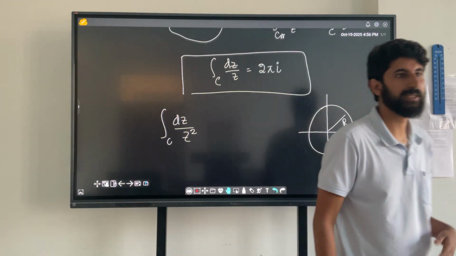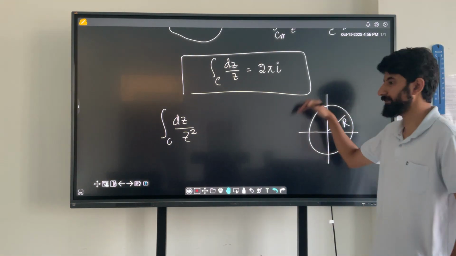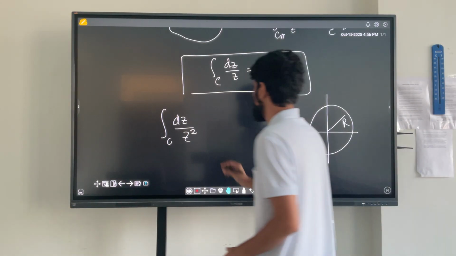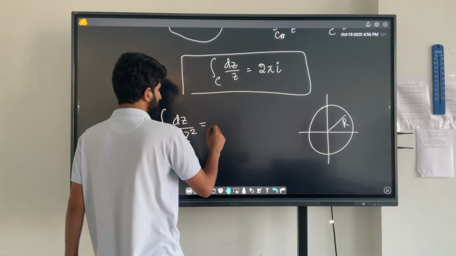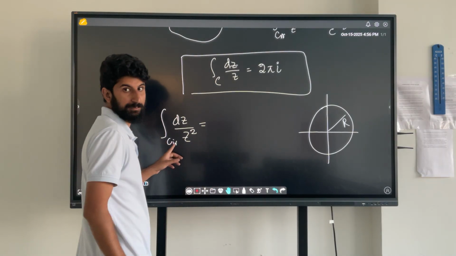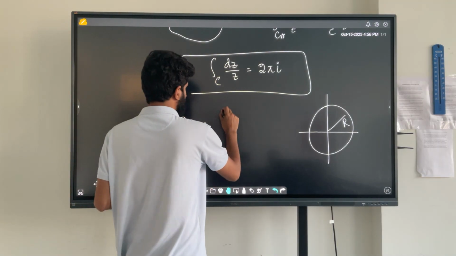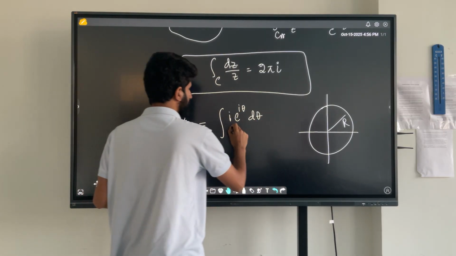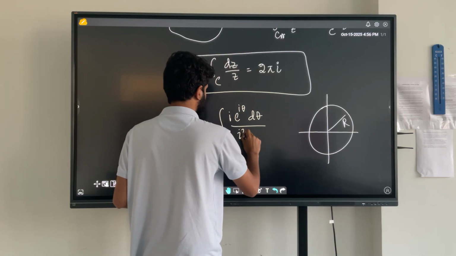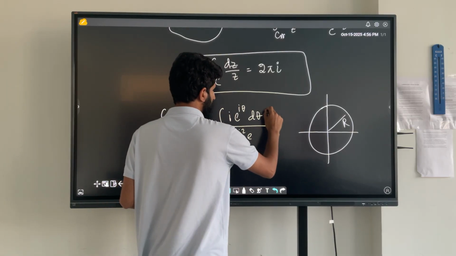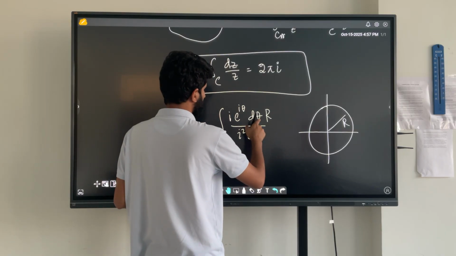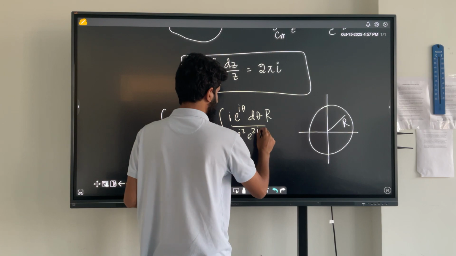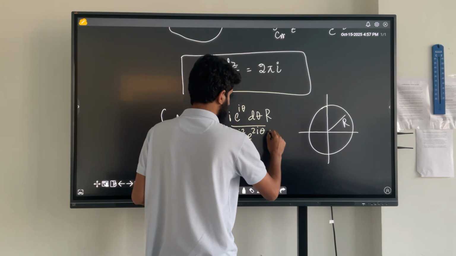Once again, it's the same thing. z is r e to the power i theta. Theta varies from 0 to 2 pi to trace out the loop. Then what do I get? Over the circle, now the integral is i e to the power i theta d theta divided by z square, that is r square e to the power 2 i theta.